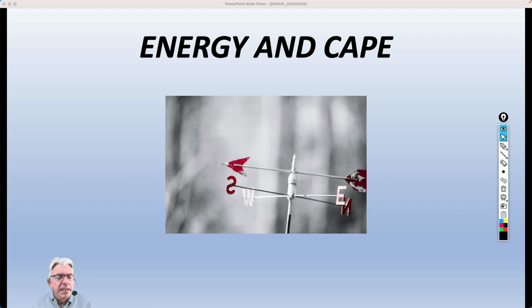Back on Tuesday, we talked about the contribution of wind shear to the production of severe thunderstorms and tornadoes. And then the other main contributor is something called convective available potential energy, or CAPE.